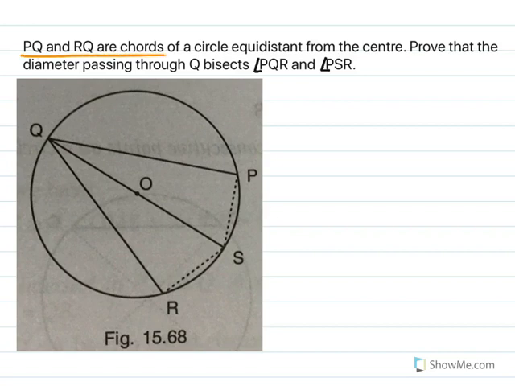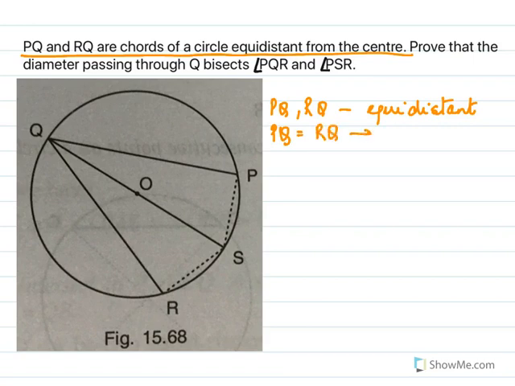PQ and RQ are chords equidistant from the center. If PQ and RQ are equidistant, we can say they are equal. Equidistant chords are equal. So we can say PQ equal to RQ. Reason: equidistant chords are equal. So this is the first part.